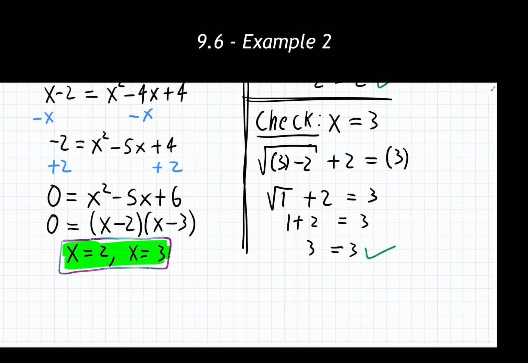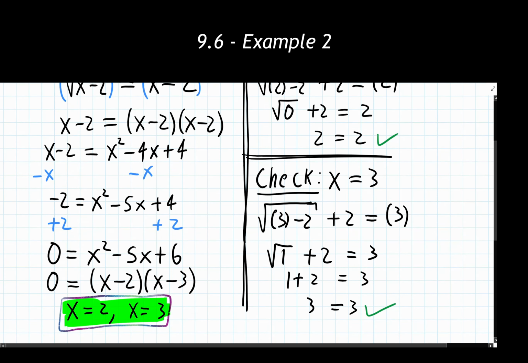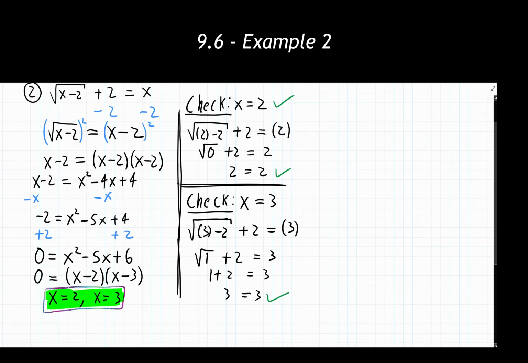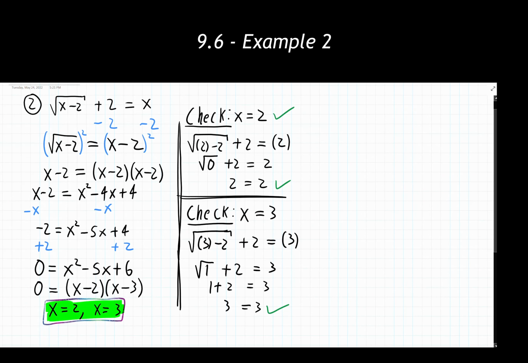And again, as we're going through these and doing any of these checks on the right-hand side here, there's absolutely nothing wrong if you want to do these checks inside of a calculator. You're more than welcome to do that. Just remember, you're only checking the left side all by itself, and then you're checking the right side all by itself.